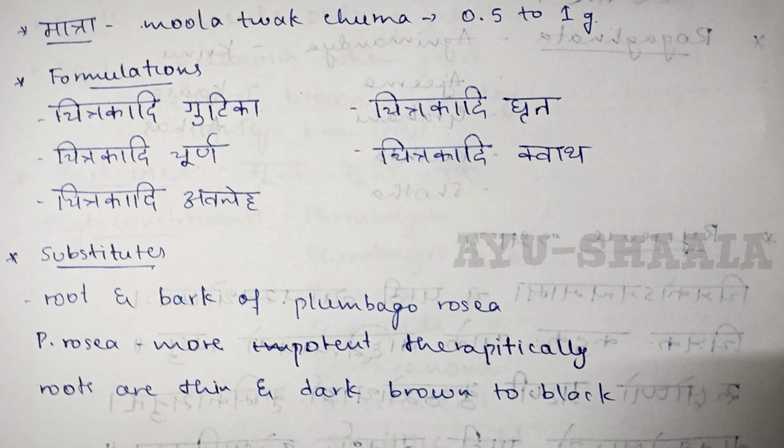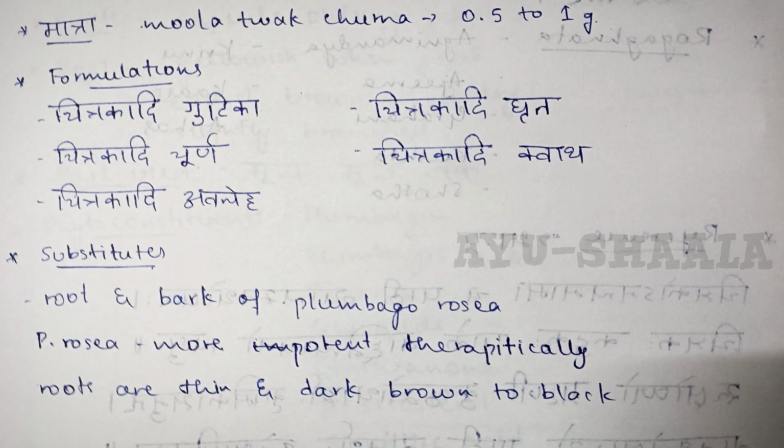Then we have formulations which are available in the market, Chitrakadi. Chitrakadi is a common word. So in that you have to remember these points. They are Chitrakadi Gutika, Chitrakadi Churna, Chitrakadi Avaleha, Chitrakadi Grita, and Chitrakadi Kvatha. Gutika, Churna, Avaleha, Grita, Kvatha. In this you can just remember 3 to 4, or only 3 is enough for the exams.